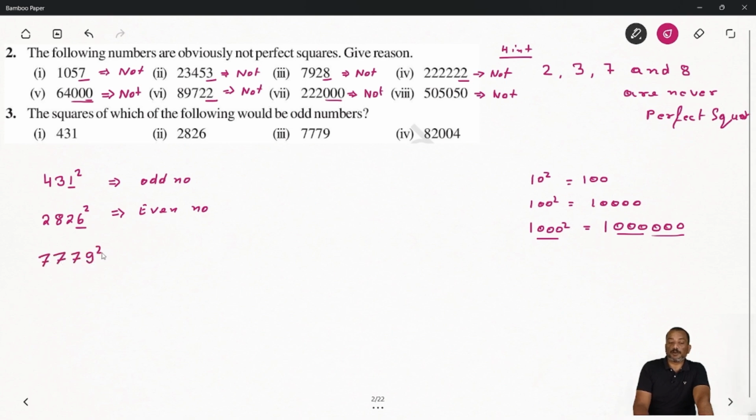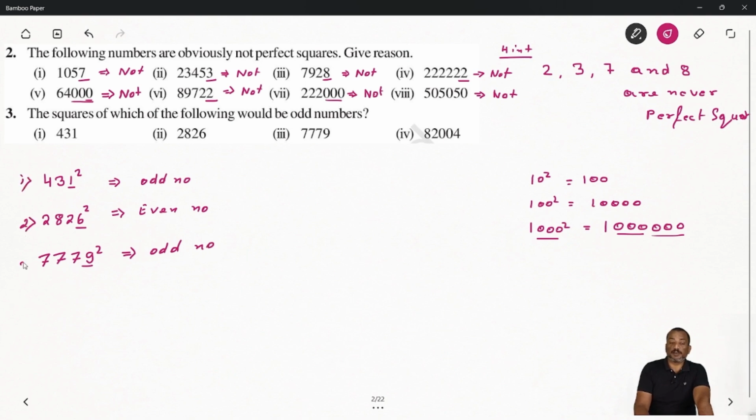7,779 square. So you can say here ones place you have a 9. So 9 you have. So 9 square is 81. So which means here you will get odd square. Okay. Now odd number.